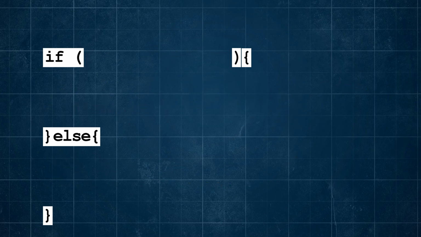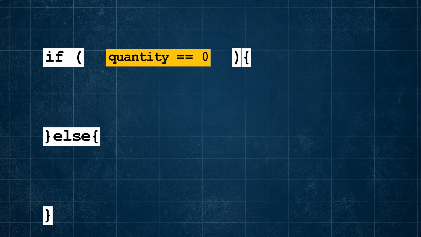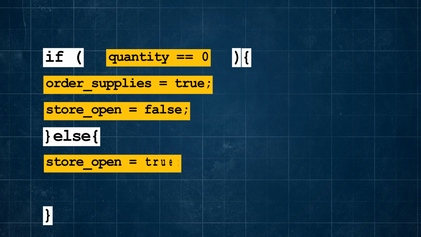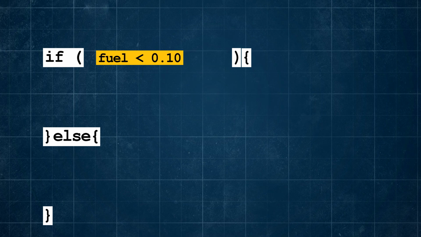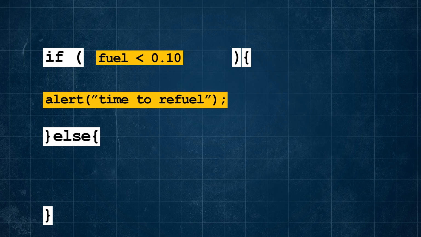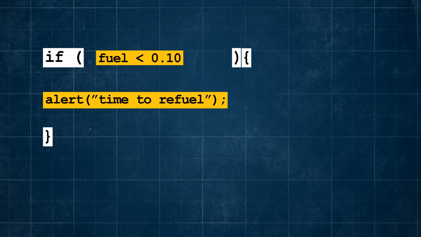The condition could be simple, like if we asked if our quantity equals 0, then we need to order more. Else, we are still open for business. Or, if our fuel is less than 10%, then alert that it's time to refuel, else do nothing. In that case, we can omit the else statement entirely.